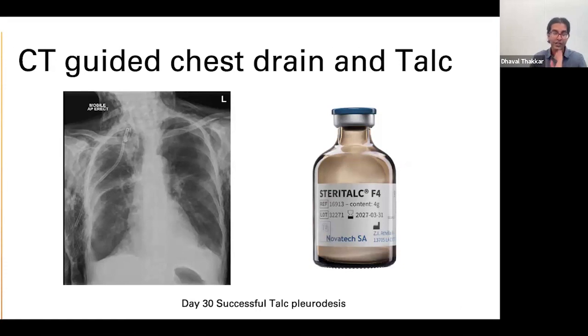However, what we ended up doing was placing a CT-guided percutaneous drain right in the apical area where there was a small amount of air persisting. And then we were able to talc up there, and that was successful. Finally, at day 30, we were able to get a successful pleurodesis, and the patient was discharged a few days after, and is continuing to do well at this point.